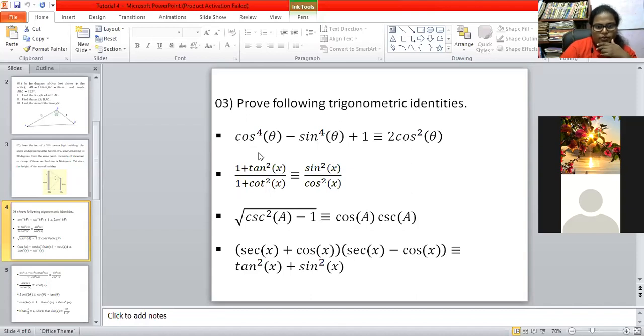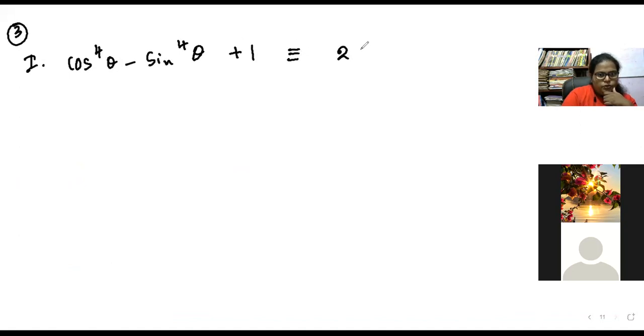Let me show you on the whiteboard how to construct your solution for this type of problem. So this is the third question, first part. It is given like cos to the power 4 theta minus sine to the power 4 theta plus 1 equals 2 cos square theta. Here you can see in both sides the angle is not changed.